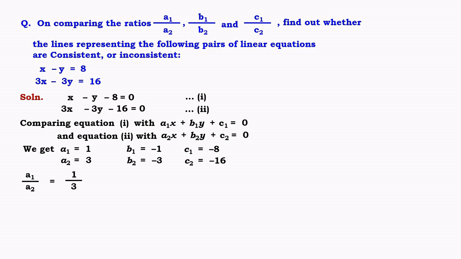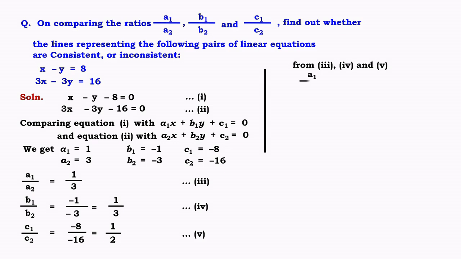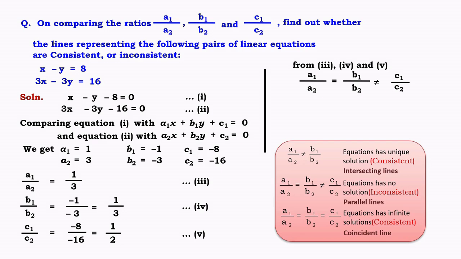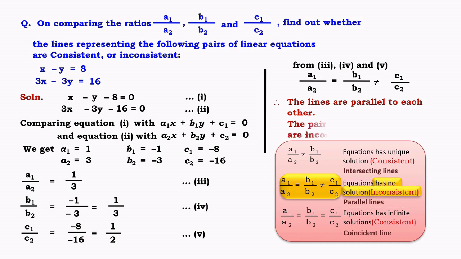Now, let us compare the ratios. a1/a2 is 1/3. b1/b2 is -1/-3, which is 1/3. c1/c2 is -8/-16, which is 1/2. Here, a1/a2 is equal to b1/b2, but not equal to c1/c2. So, the lines are parallel and will never intersect. This means there is no solution. Therefore, the system is inconsistent. Final conclusion: the given lines are parallel to each other and have no solution.